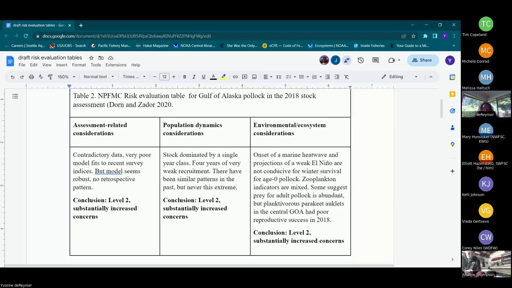So the level of concern for that stock was based on information about the quality of the data in the stock assessment, what's going on with population dynamics in the assessment, and different life history characteristics. You can also see on the right-hand side that this was taking place at a time of a marine heat wave and weak El Nino, which particularly affected pollock. So this is how they were looking at pollock.